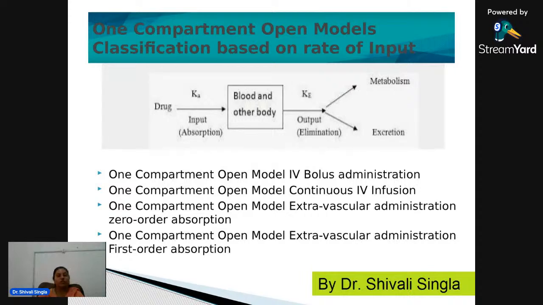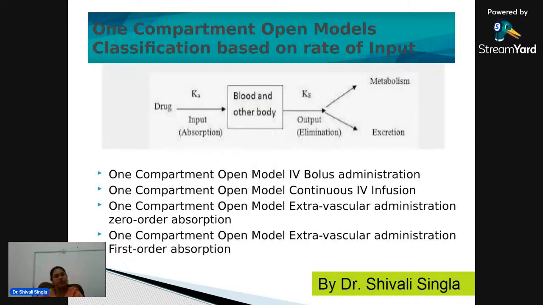IV bolus administration. Means when the drug is taken in the form of injection, in a single dose, that is called IV bolus. If the drug is administered as one-time single dose, then the parameters will be calculated according to one compartment open model IV bolus administration. But when the drug is taken in the form of IV infusion, means these are large volume parenterals, injectables, if we are using IV infusion as a dosage form, then the parameters can be calculated via one compartment open model continuous IV infusion.